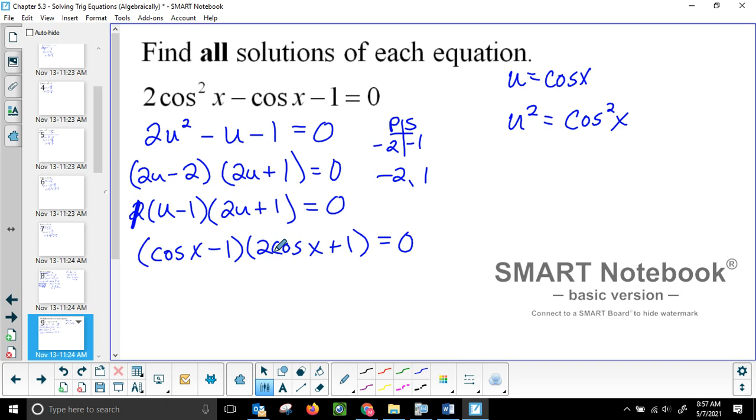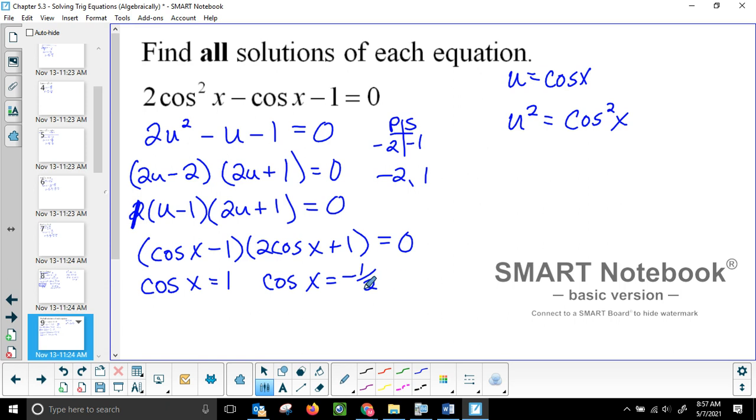All right, so I set each of these equal to 0 and solve. When I set this equal to 0 and solve, I will get cosine of x is equal to 1. When I set this equal to 0 and solve, I will subtract 1, divide by 2. So cosine of x is equal to -1/2.